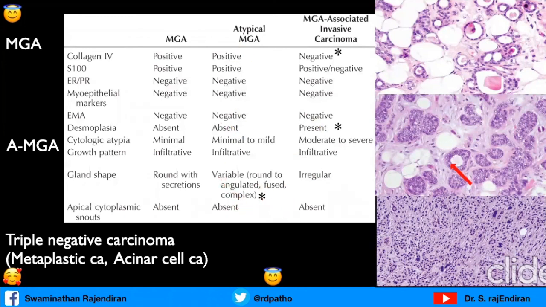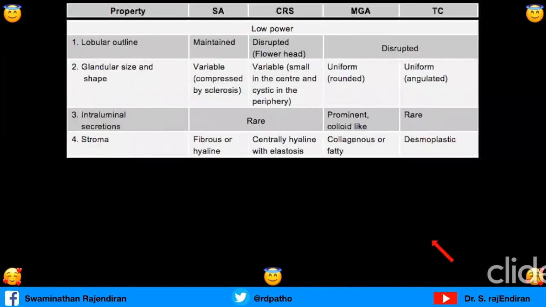When the glands are variable in size and shape and they show solidness, or the glands are fused. Whereas here the glands are single, they are not fused, and they have eosinophilic secretions. When they get solidness and fusion of the glands, you have to think of atypical microglandular adenosis. And when there is invasion, these are all the microglandular adenosis glands, and you see the invasive carcinoma here. This is the triple negative carcinoma associated with microglandular adenosis. So please remember, microglandular adenosis is a precursor lesion.